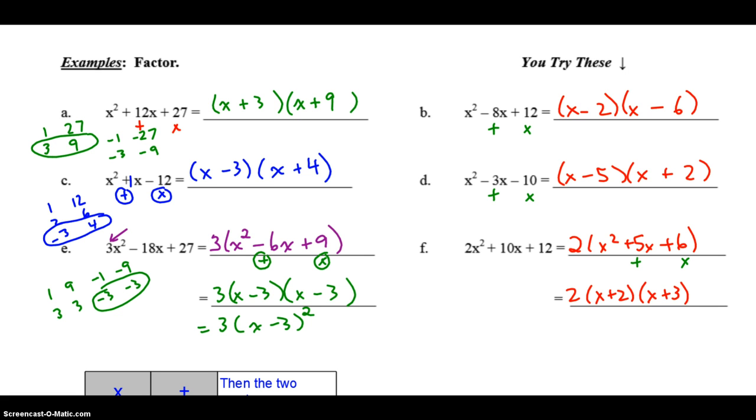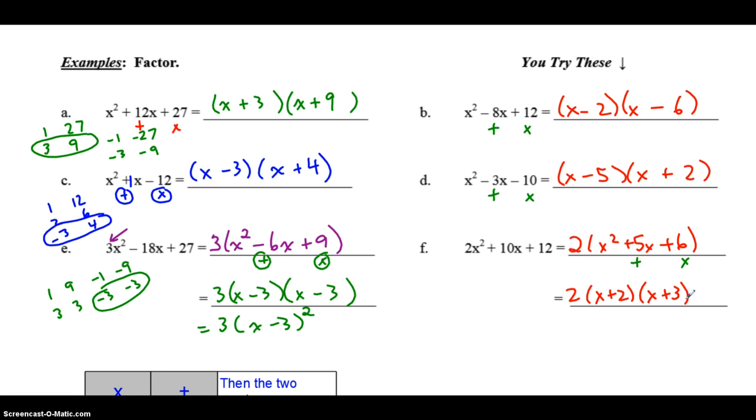All right, welcome back to checking your answers here. So for the first one, multiply to 12, add to negative 8. Those two numbers would be negative 2, negative 6. Negative 5 and 2 for this one. And for the final one, you have to common factor out that 2 first. What's left in the bracket is now a simple trinomial, and then you can continue and factor that.